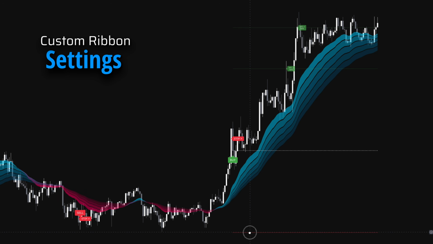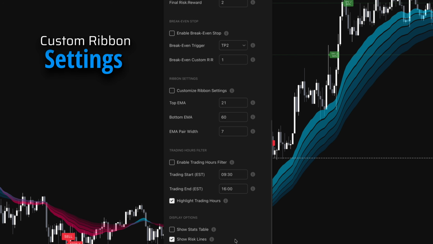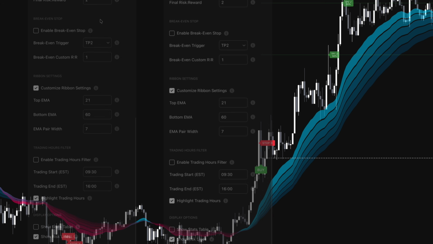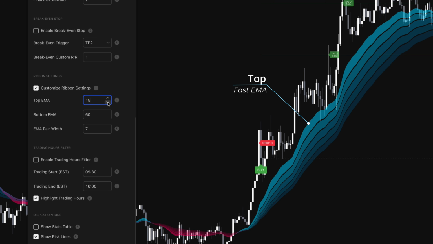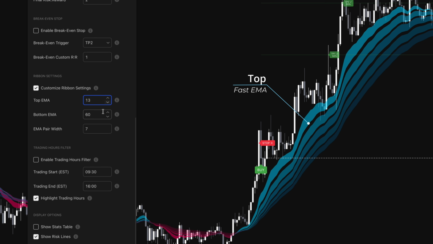Lite locks the ribbon configuration. Pro unlocks it for traders who want to experiment. Enable custom settings and you can adjust 3 parameters. Top EMA controls the fastest moving average. Lower numbers make it more responsive.